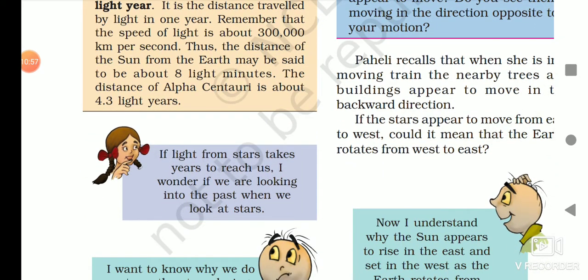If light from stars takes years to reach us, I wonder if we are looking into the past when we look at stars. Yes, some stars collapsed many years ago, and they are so far from the Earth that light takes, suppose, millions of years to cover the distance, and we can still see them. So we are looking into the past when we look at the stars.